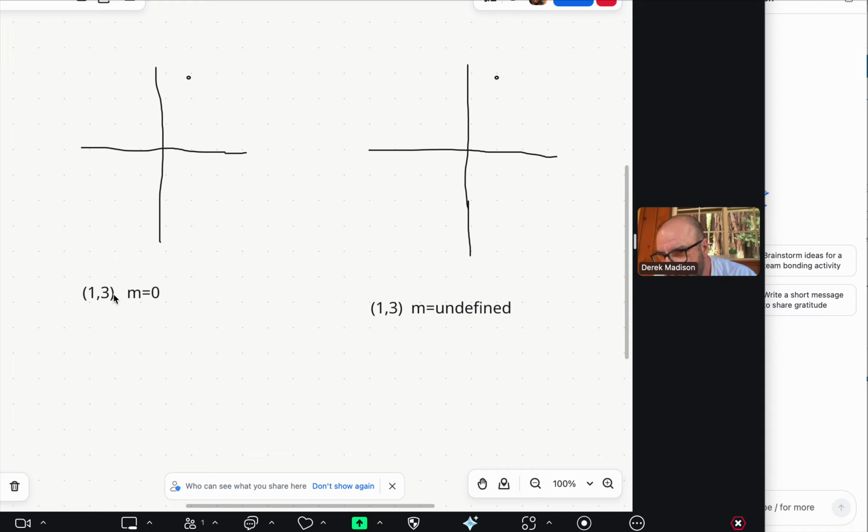Let's say I'm given that my line contains the point (1, 3), and the slope is 0. So if I come up here to x is 1 and y is 3, my point would be about there.